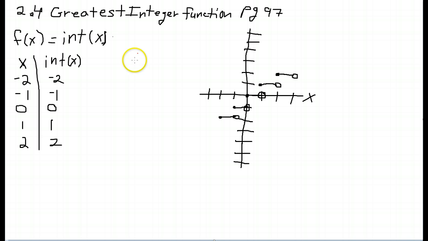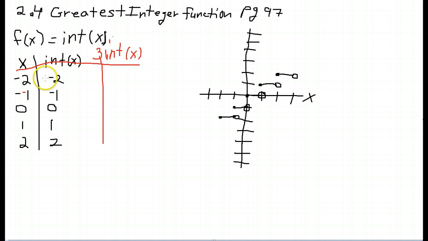Okay. What if I were to take my table? I'm going to add to it. And right here we're going to put int of x, but what if we had a 3 out front? Now this is very similar to one of your problems that you are going to be working on. Well, this just means 3 times the greatest integer function.